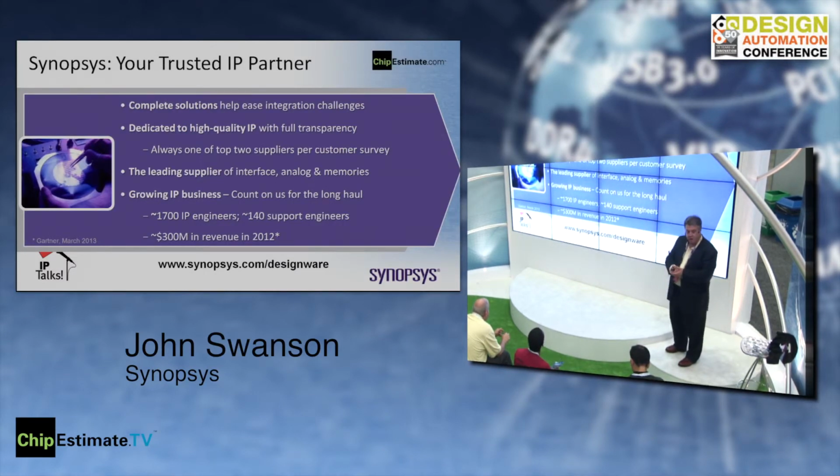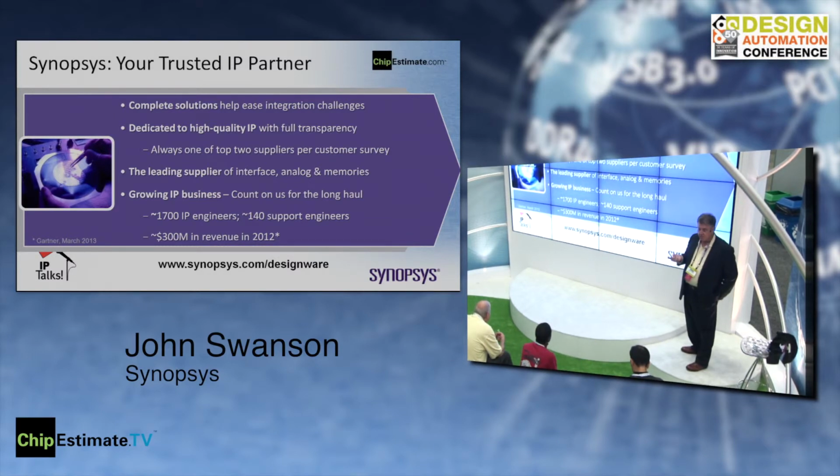So we've been in this business a long time. We are ranked #1 in most of the categories we participate in. We are the #2 IP provider, #1 interface IP provider. We're very open. When you license our IP and there's a bug, you can find out about it on the web. You can get notification as soon as anybody hears it. We're always one of the top suppliers. We are a leader. It's growing. We have over 1,700 engineers working on it and 140 support people. Last year when I did this, there were 1,400 engineers. So we've added 300 engineers in a little over a year. And it's a serious business for us, over $300 million in revenue, according to the DataQuest report.